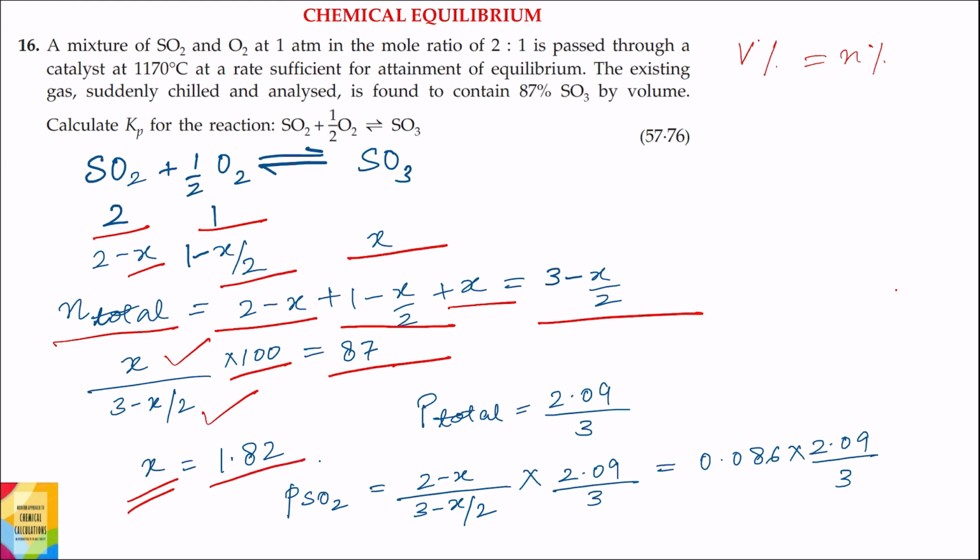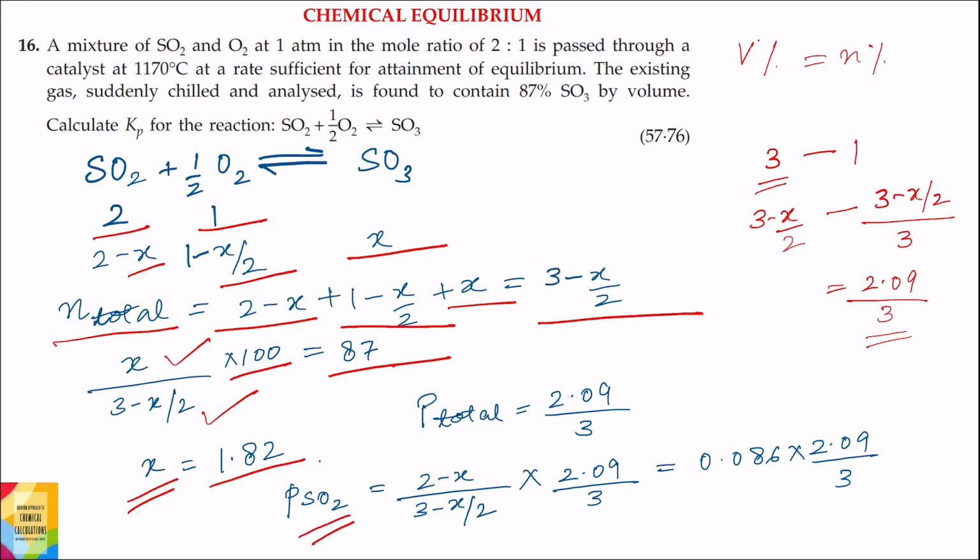Now total pressure, when number of moles was 3 moles. Initially total number of moles was 3, because 2 moles of SO2 plus 1 mole of O2. So total number of moles was 3 moles, and the total pressure was 1 atmosphere. Now at equilibrium the number of moles is 3 minus X by 2. Therefore the equilibrium pressure or the total pressure is 3 minus X by 2 divided by 3, and putting the value of X, this is 2.09 divided by 3. So this is the total pressure at equilibrium.